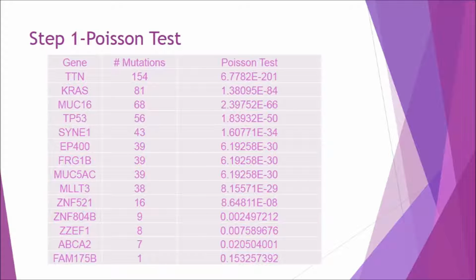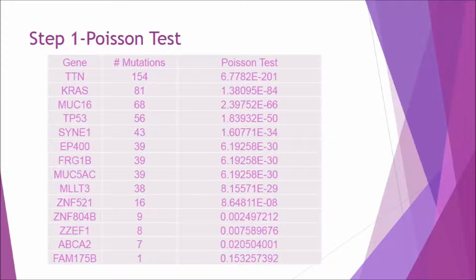This is a very big difference. So we can automatically see that there's not a high chance of this occurring. If you look here, we got 6.7 times 10 to the negative 201. This is nearly 0% chance.